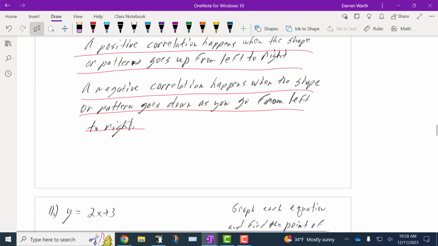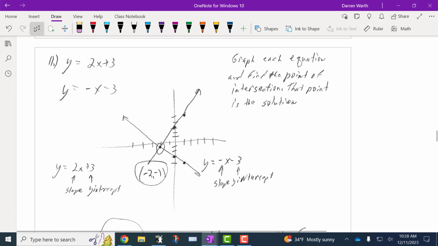On number 11, I've got y equals 2x plus 3. I've also got the equation y equals negative x minus 3. It wants me to solve each system by graphing. So when I do that, I'm going to graph each equation and find the point of intersection. That point is the solution.